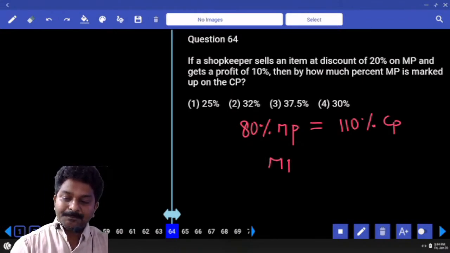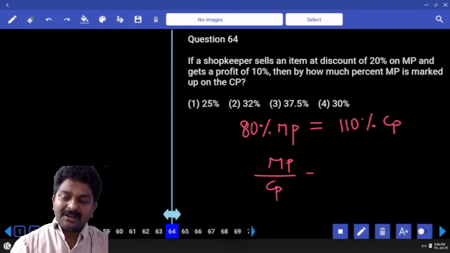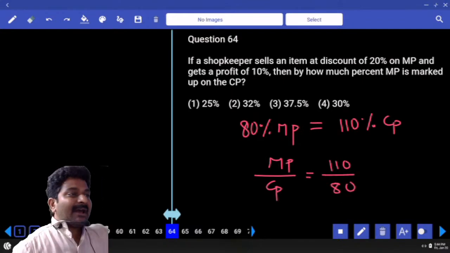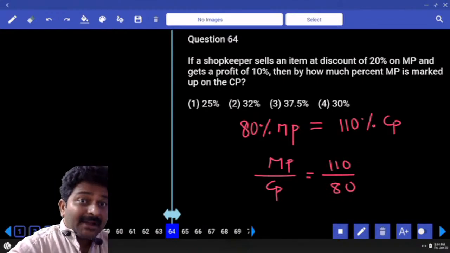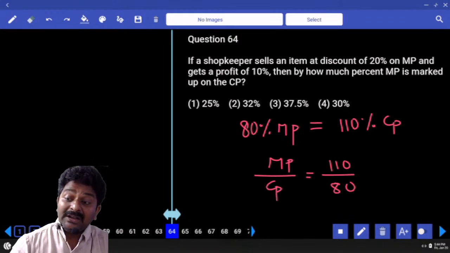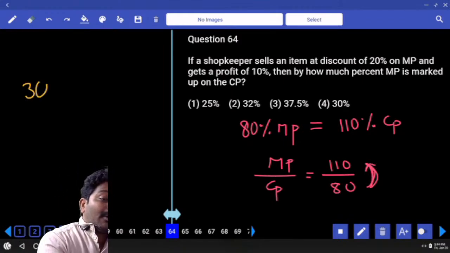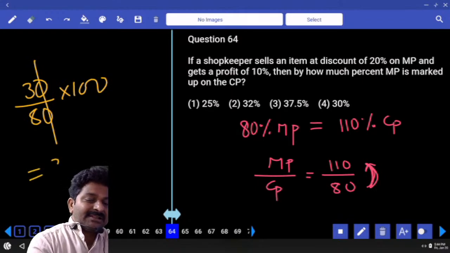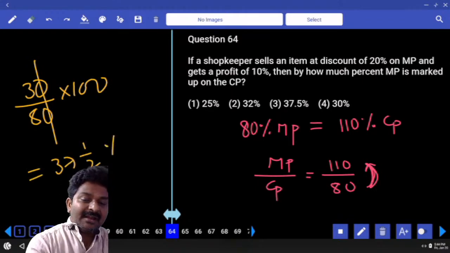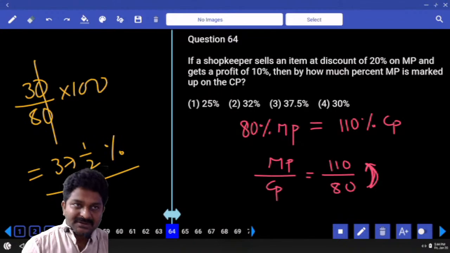Now let's calculate. Market price by cost price is equal to 110 by 80. Now can I say market price is 110 and cost price is 80? Market price 110. 110 is how much more than 80? 30 more. Upon cost price 80. Percentage into 100 only. Zero cancel. 3 by 8 in the sense 37.5%. Third option is the answer.